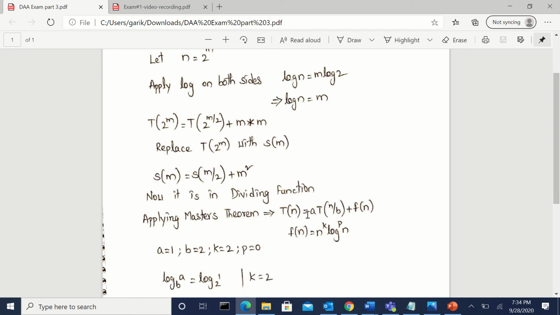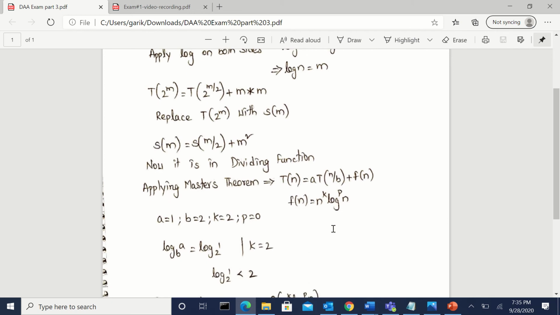Here the dividing function has to be in this format: T(n) = aT(n/b) + f(n), where f(n) = n^k log^p n. If you observe, this function is in the same format. By seeing these two functions, we can say that the a value here is 1, the b value is 2, and f(n) = m^2. So I have applied the master theorem's dividing function.